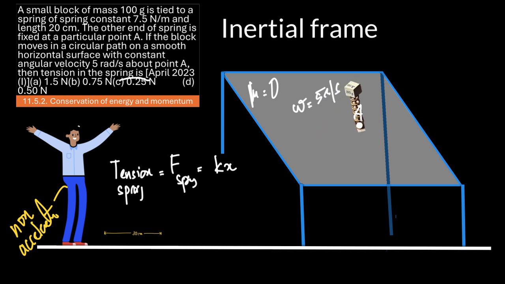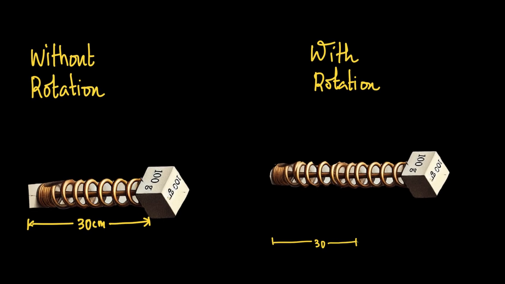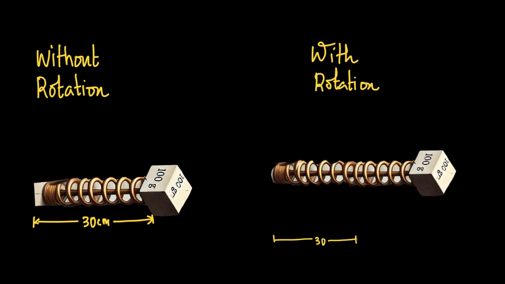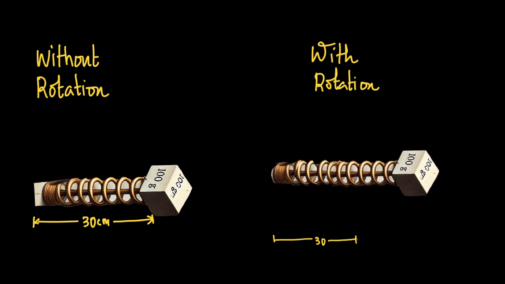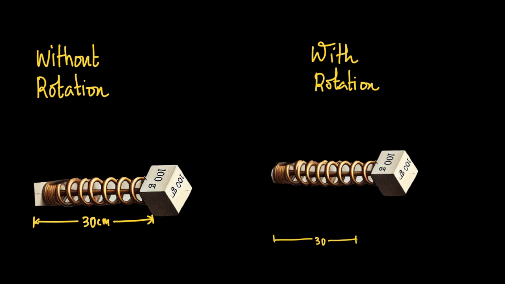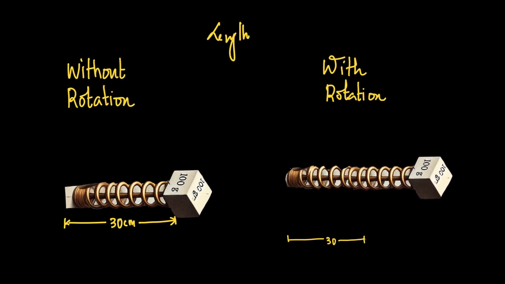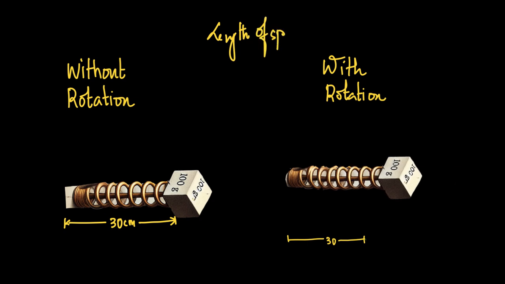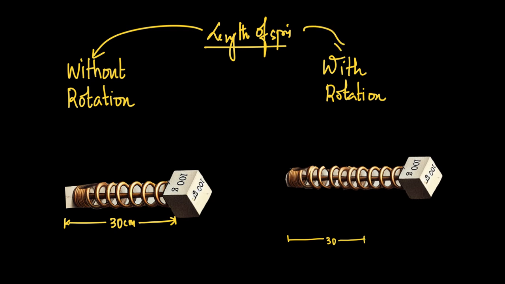Okay, right. Now what I'll do is make sure that you get this concept really clear. I'm going to go in detail. I'll try to put maximum emphasis in delivering the concept. So what you need to understand to get this question correct is the difference between the length of the spring, let me just write it down, maybe it would help you understand further, the length of the spring without rotation and with rotation.